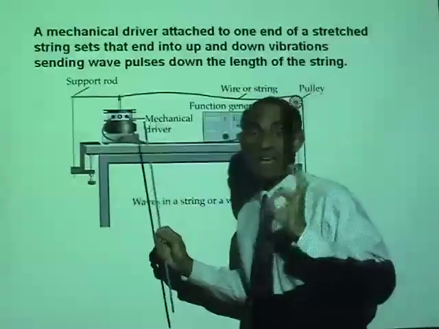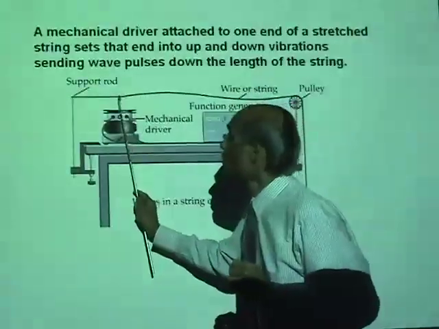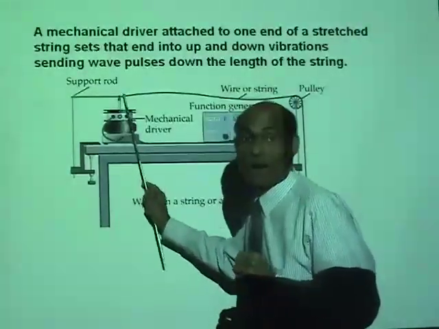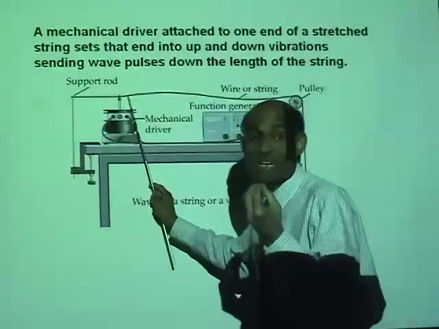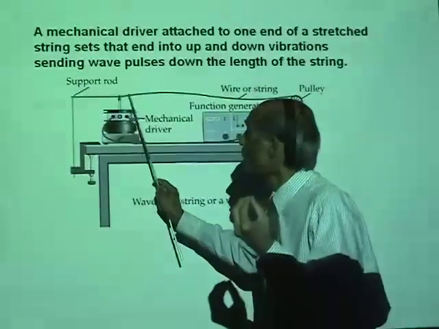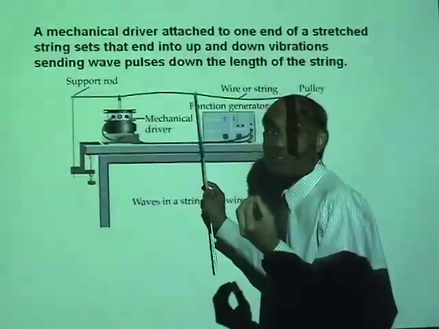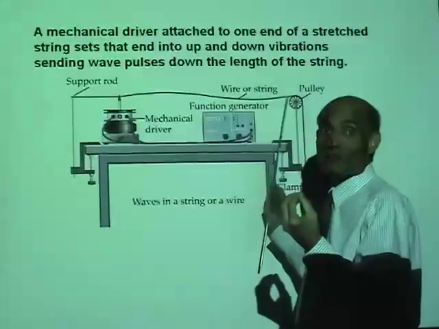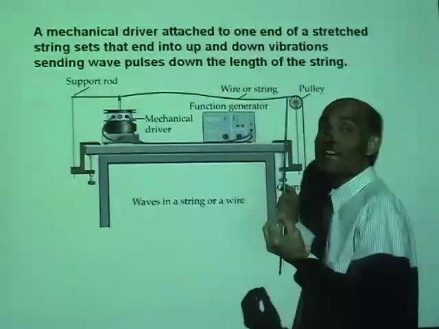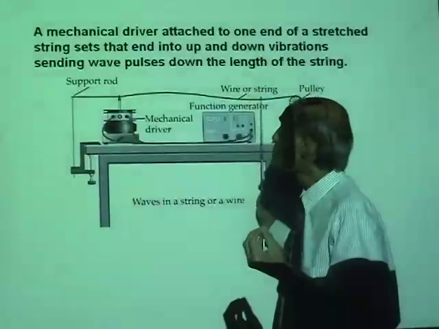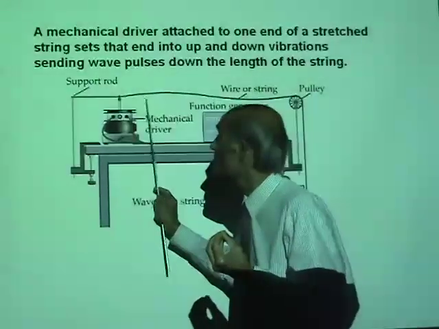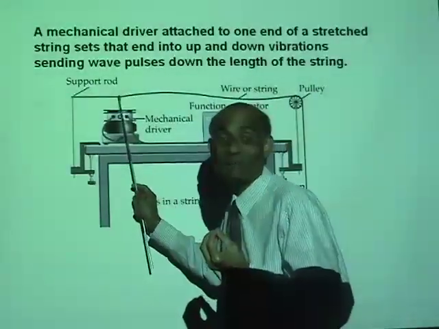Now, listen carefully here. When the vibrator vibrates, a disturbance is created. Now, the disturbance advances along the string, and when it reaches the pulley, it gets reflected. That means the energy gets reflected and it comes back here.